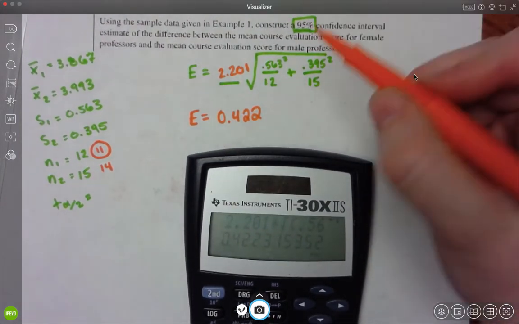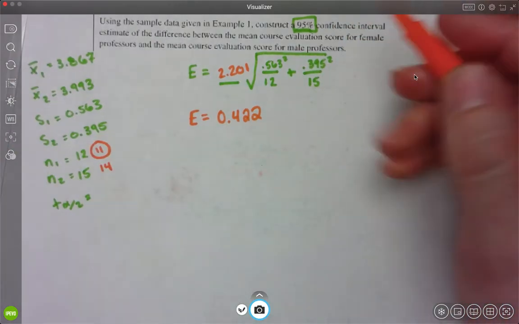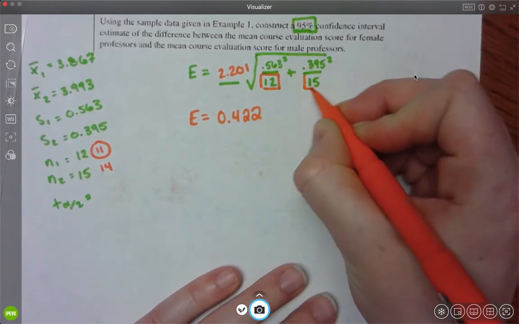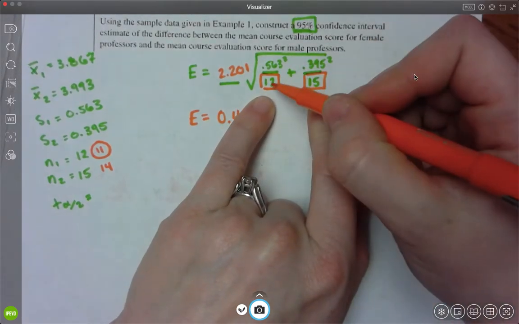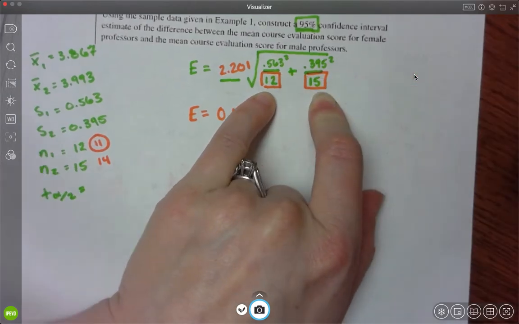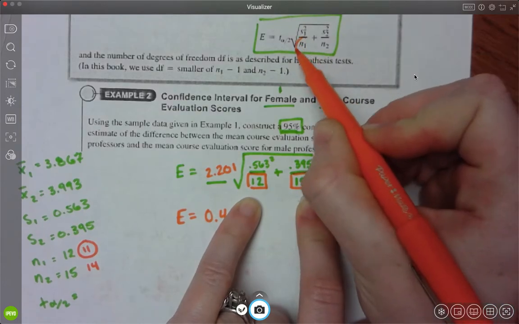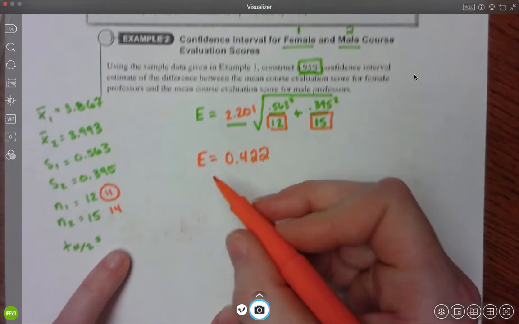One thing people get mixed up when doing error, or even the formula on the front, is that to calculate degrees of freedom, we subtract 1 from this number and 1 from this number. But when they go to do the formula, they want to use 11 and 14 instead of 12 and 15. Make sure you're still using 12 and 15, because that is what n is. It's not n minus 1 in the formula. It's just n. So don't use the subtracted 1 in here. Okay, so we have our error.